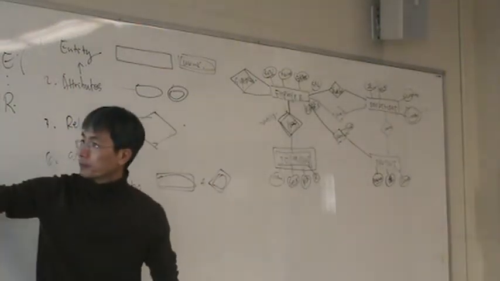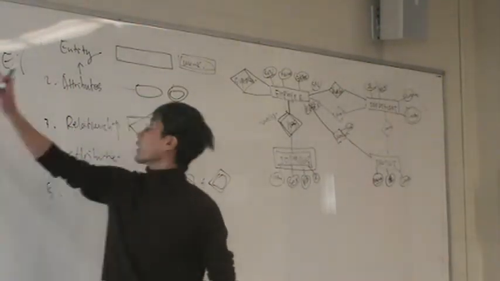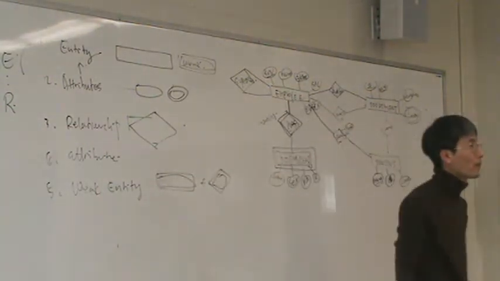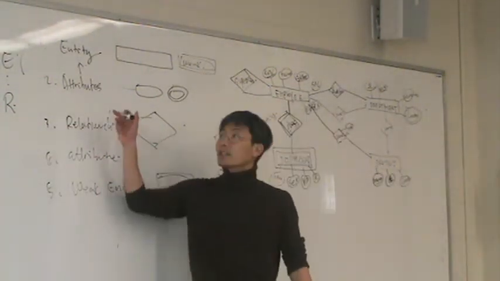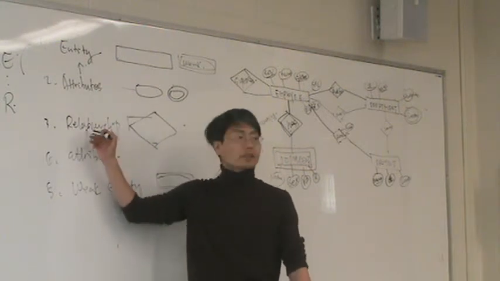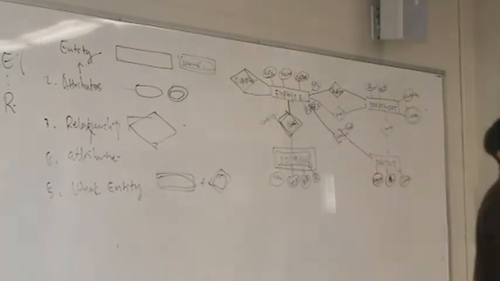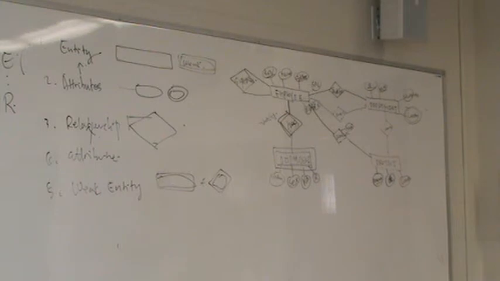This one? Number 2? Here? Number 2? Yes. This is the attribute of the relationship. This is the attribute of the entity. Okay?